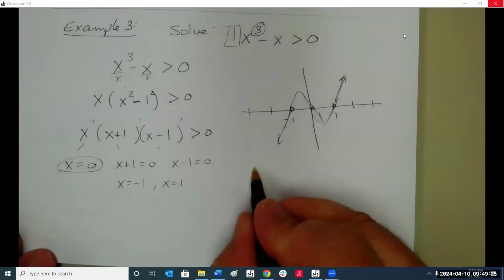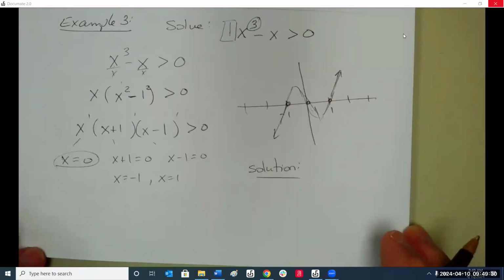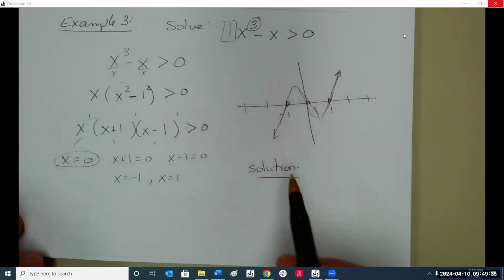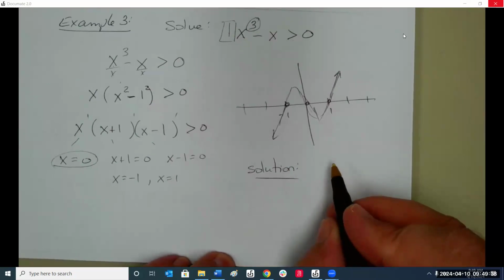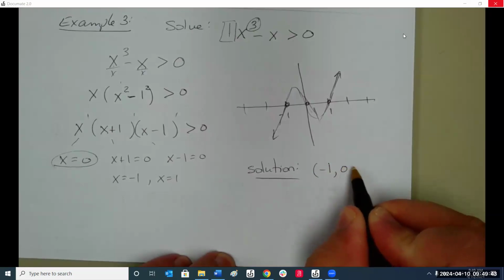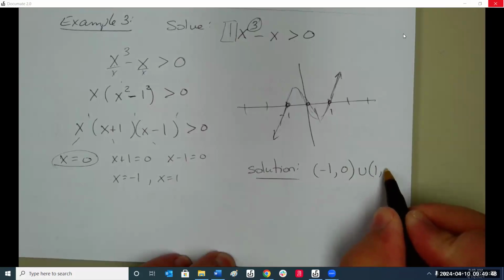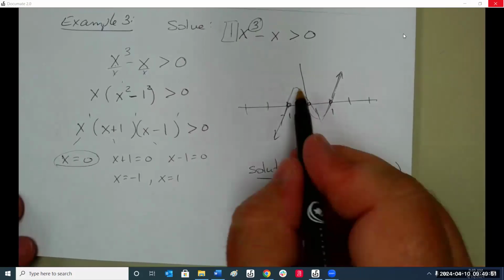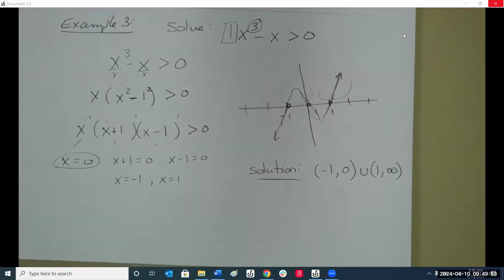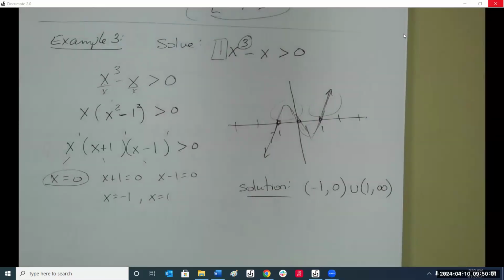So what's our solution? What part of the graph do we want? What's above 0, right? So it's from where to where? Very good. We only want where the graph is above the x-axis since it's greater than 0. Excellent. And we can't use the endpoints because it's a strict inequality. There's no equal, no greater than or equal to.